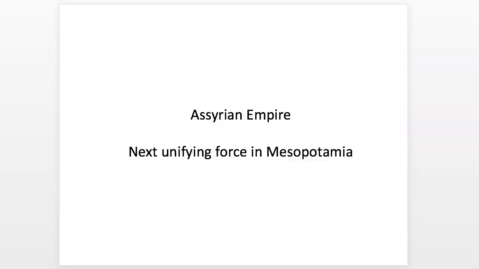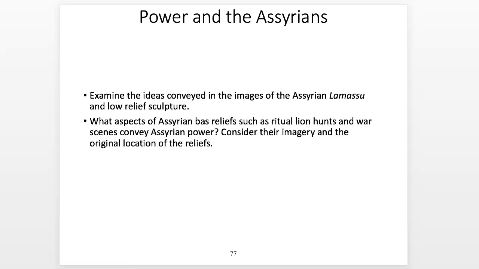The next society we're going to talk about, a unifying force in the area, is the Assyrian Empire. And these guys were from about 1300 to 612 BC, so a really long reign, sort of like the Babylonians, and really pretty vile and bloodthirsty people. We're going to examine some ideas about the way their images, like their sculptures and reliefs in the Lamassu, work as an idea of power and lion hunts and war, and consider what that means and the way they use it. So kind of carrying on with that idea of art in the service of kingship.